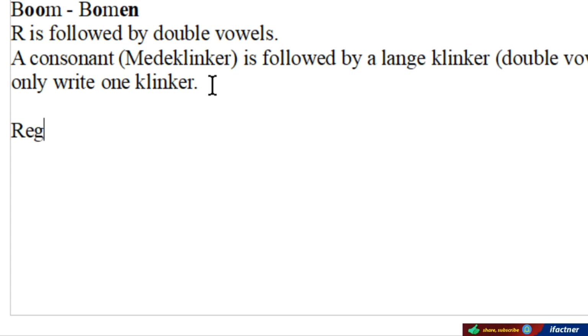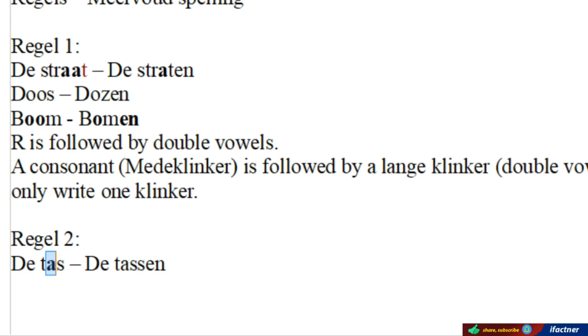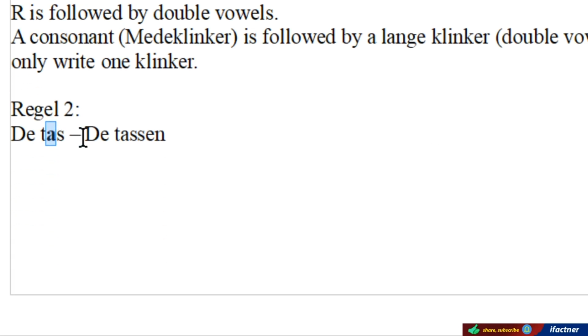Now regel 2. Let's suppose we have got a word tas, the tas, and the meervoud of the tas is tassen, T-A-S-S-E-N, tassen. So here, if we have one klinker, that is a in the word, then we add two Medeklinkers after it. So T-A-S becomes T-A-S-S-E-N.